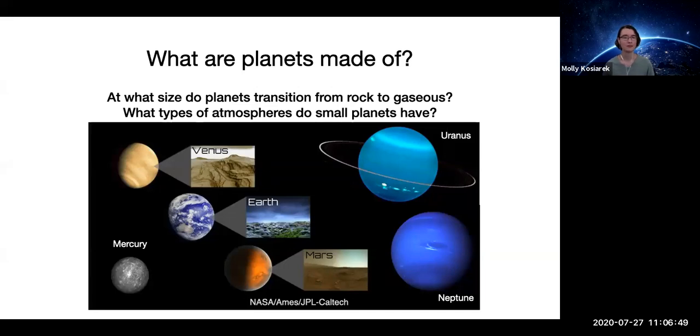The second main question is, what types of atmospheres do small planets have? We have a large diversity of atmospheres in our own solar system, even among planets relatively similar in mass and radius, like Venus, Earth, and Mars.